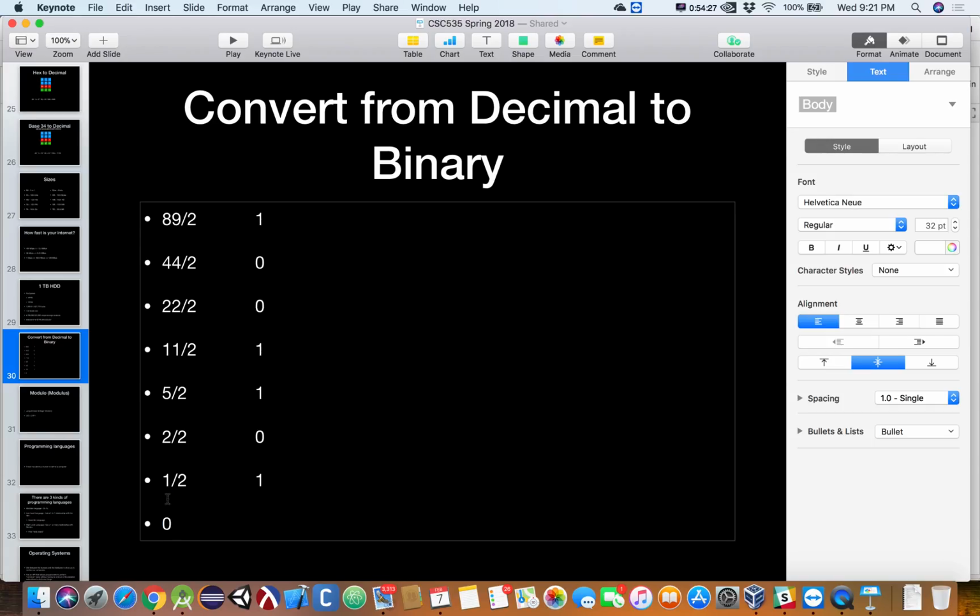0 times 2 is 0. 1 minus 0 is 1. Remainder of 1. All right. Now, here's the one little trick here. We read our answer from bottom up. So the answer here is 1011001. That is the binary version of the decimal number 89.